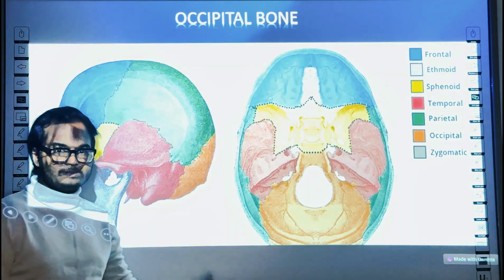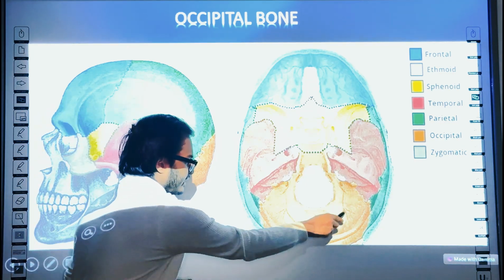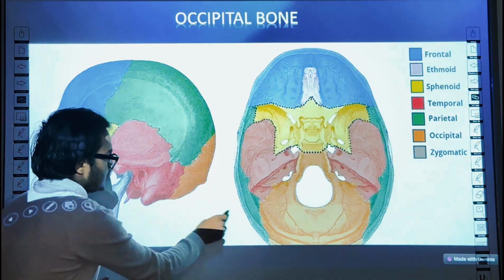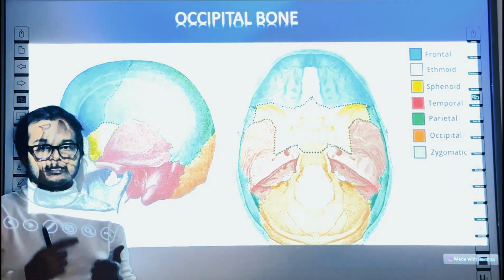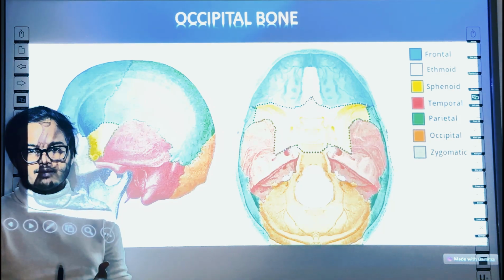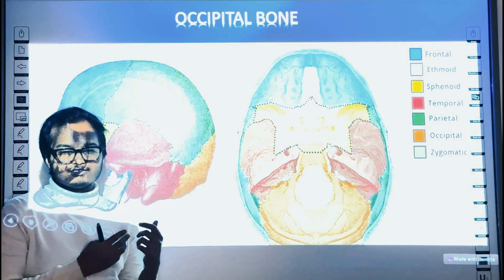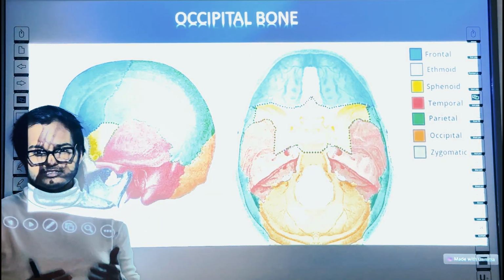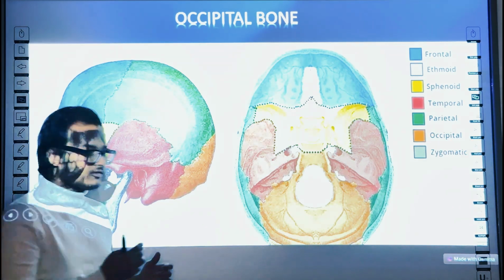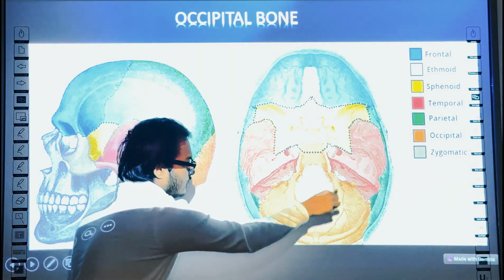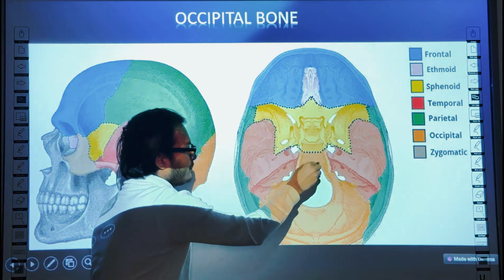Now we will talk about the occipital bone. The occipital bone is a flat, unpaired bone present at the posterior side. It protects the occipital lobe of the cerebrum and also the cerebellum. It consists of three parts: the posterior one, the squamous part, which is the largest portion; the middle one, the condylar part, which forms the lateral wall of the foramen magnum; and the third part, the basilar part.